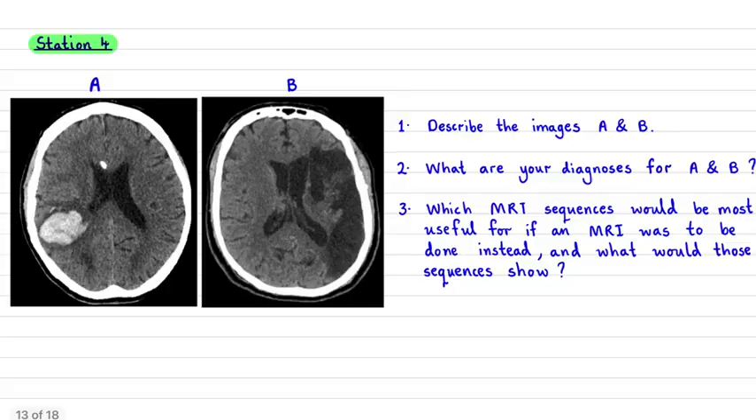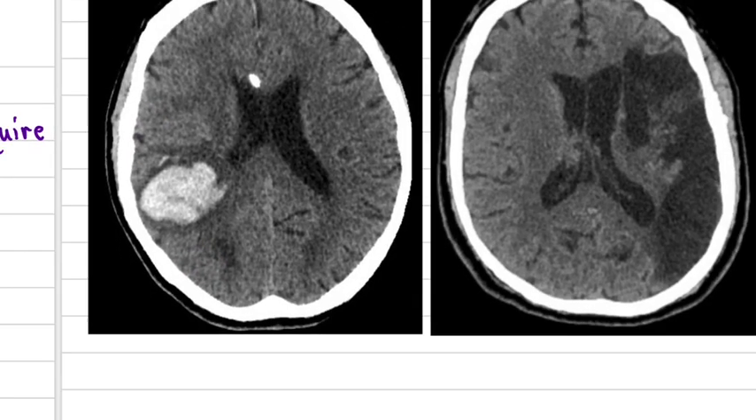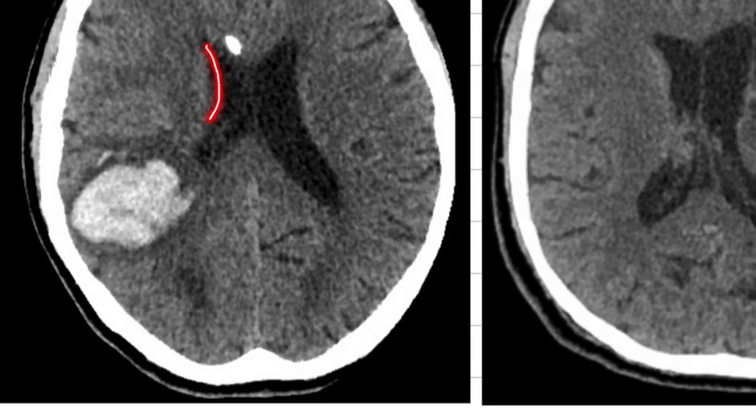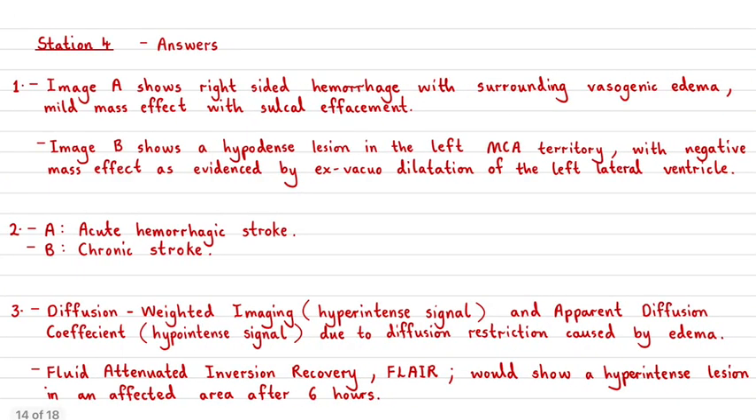And then mild mass effect with sulcal effacement. Sulcal effacement is just effacement of the sulci of the brain. I'm sure you can see the prominent sulci here on this side where there isn't any mass effect. But on this affected side, you can't see any sulci or gyri, indicating compression or mass effect. And you can also see that this particular ventricle has been compressed and is smaller compared to the other one on this side. So image A shows right-sided hemorrhage with surrounding vasogenic edema, mild mass effect with sulcal effacement.